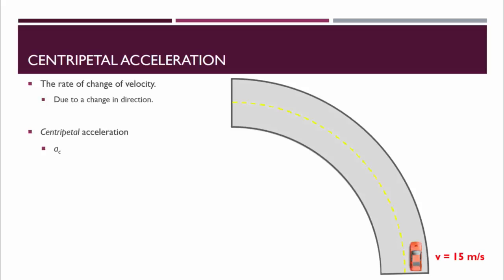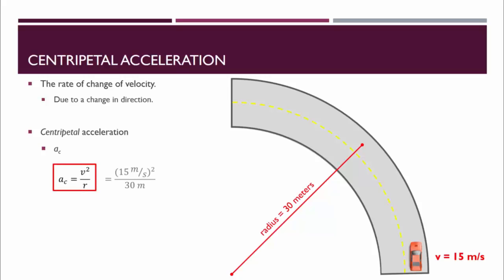The car is traveling 15 meters per second, and the track has a radius of 30 meters. Now, whether this is a full circle or not doesn't matter. The part of the track that it's on is circular with a radius of 30 meters. Here's a new equation specifically for centripetal acceleration. a_c equals v squared over r. We can substitute in the velocity of 15 meters per second and the radius of 30 meters, and we find that the centripetal acceleration is 7.5 meters per second squared.